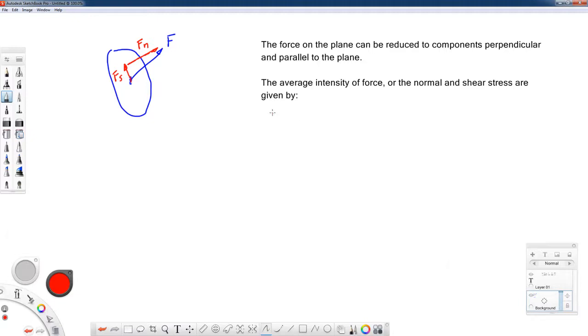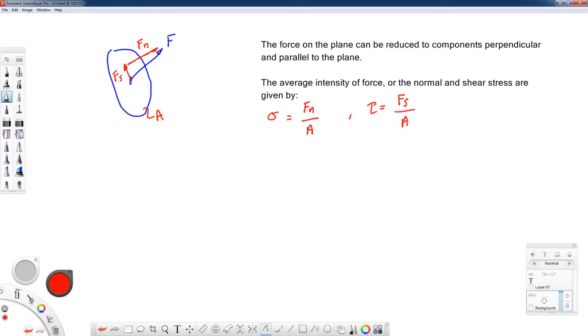Our normal stresses are going to be given by the letter sigma, and it's going to be the normal force divided by the area of that plane. And our shearing stress is going to be the shear force divided by the area of that plane. And these are average normal stresses and shearing stresses on the plane. We're taking that entire resultant force and averaging it out, spreading it out, smearing it all over that particular area A.